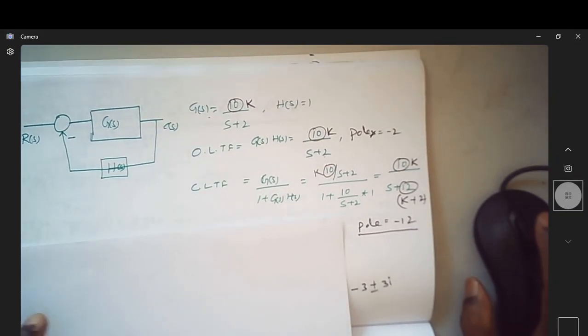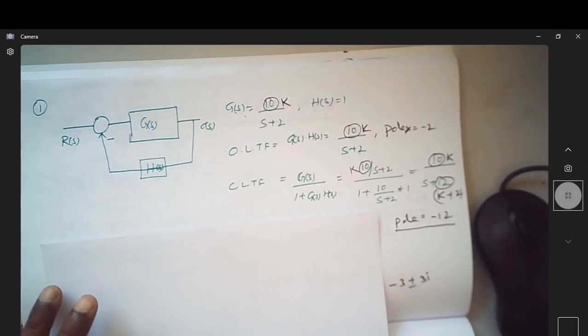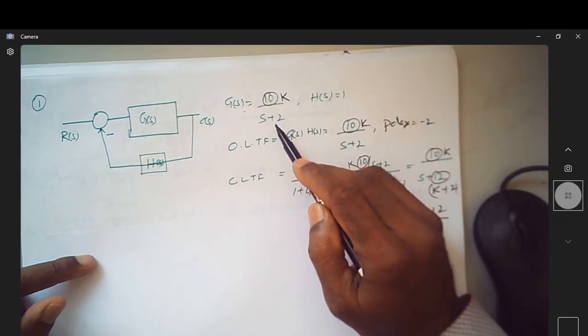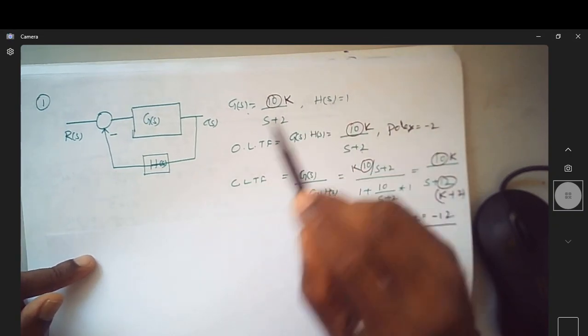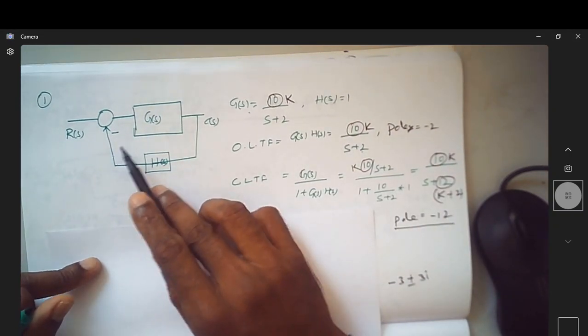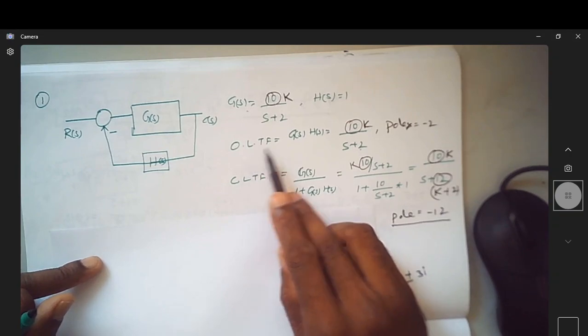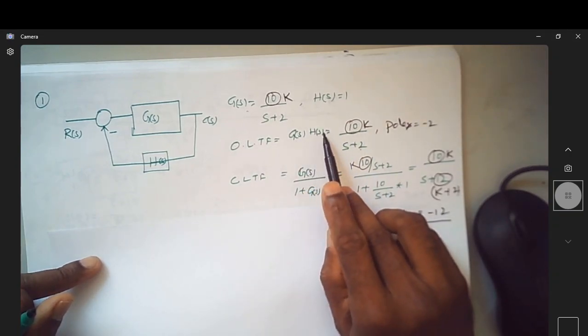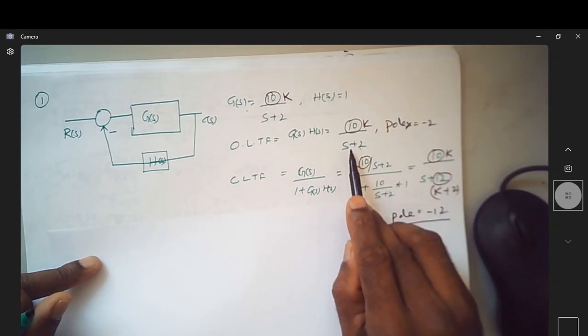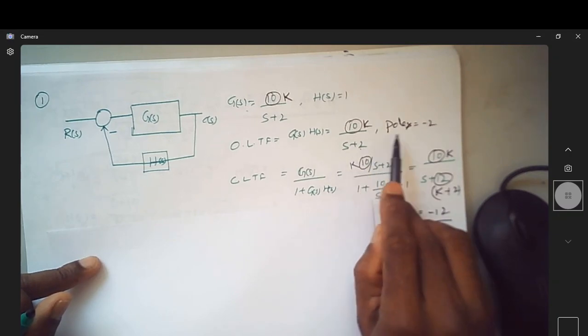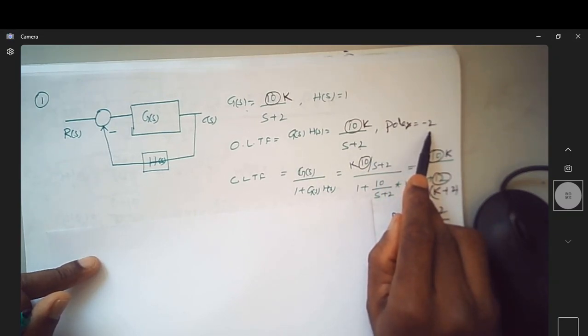look at this now. So this is a very simple feedback system having G(s) as the forward block and H(s) as a feedback block. Let us consider G(s) as 10 by s plus 2 and H(s) as 1. Let us consider a negative feedback. We know that the open loop transfer function is given by G(s) into H(s). Upon doing that, we'll get 10 divided by s plus 2, which will have a pole at minus 2.